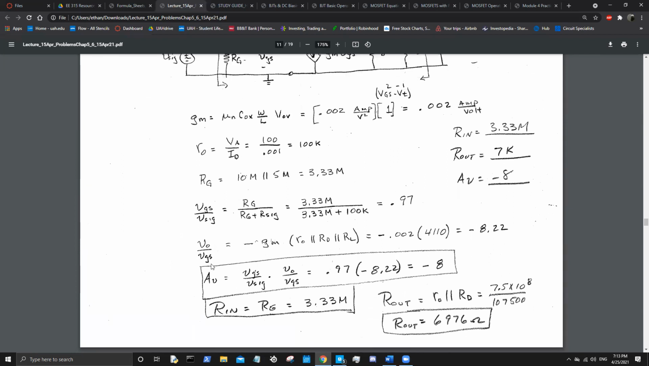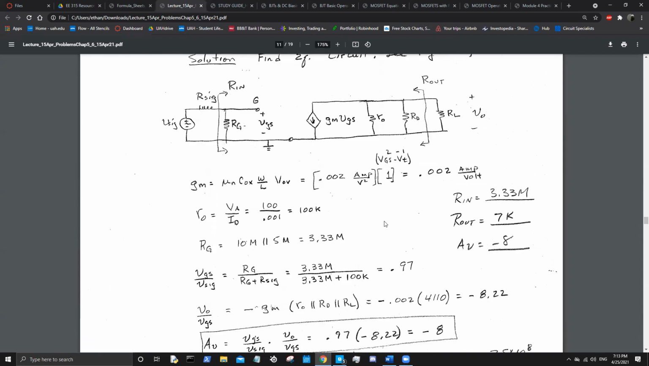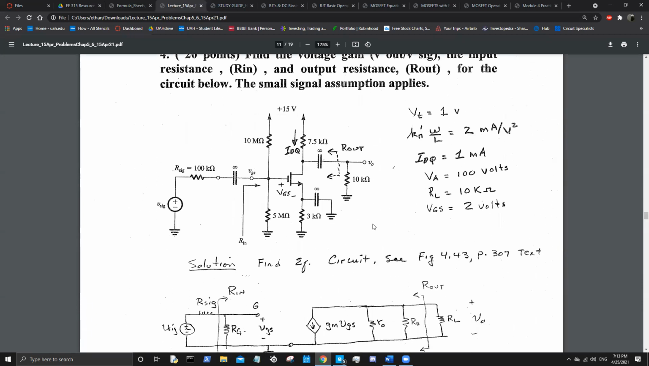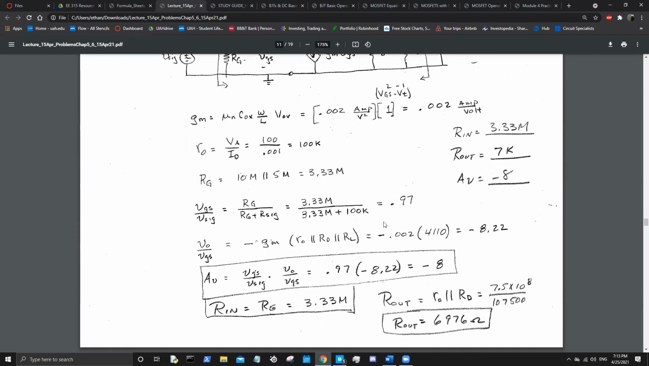So solving for V0 over VGS, which is the second portion of the voltage gain, is negative GM times these 3 resistors in parallel. So R naught, RD, and then R load, RL. This isn't the same as R out, correct? Or is it? We'll find out in a sec. R out is RO and RD in parallel.